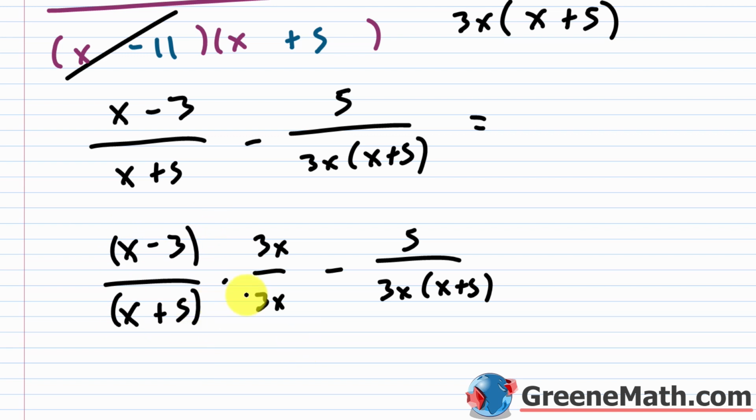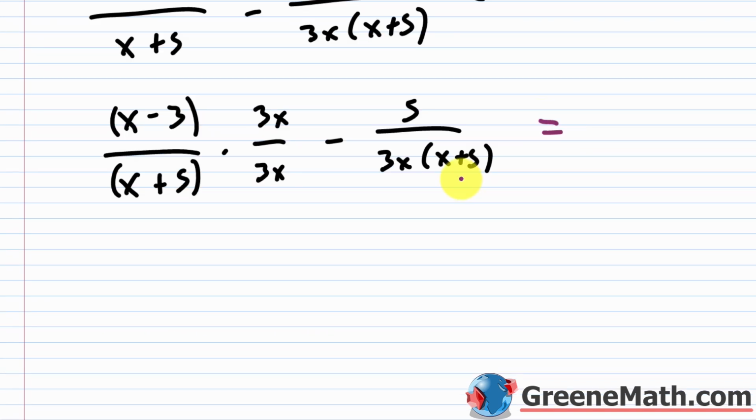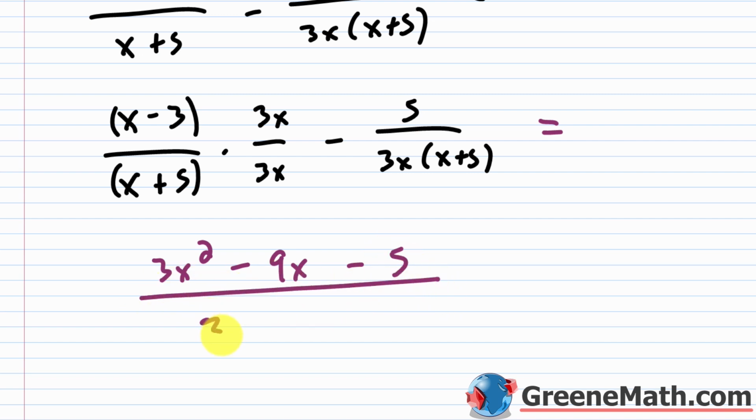Okay, so now I have my LCD, and all I really need to do is say 3x times x is 3x squared. Then minus 3x times 3 would be 9x. And then basically I'm just subtracting away this 5 here. I don't need to use brackets or anything. It's just one guy. So I'm just subtracting away the 5. And this is over my LCD, which is 3x times the quantity x plus 5.